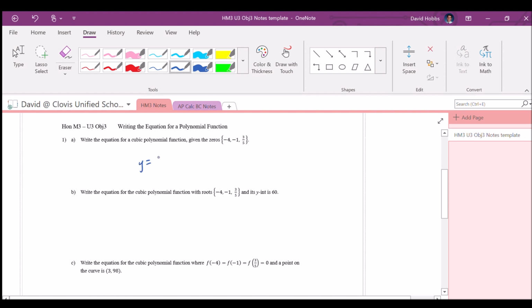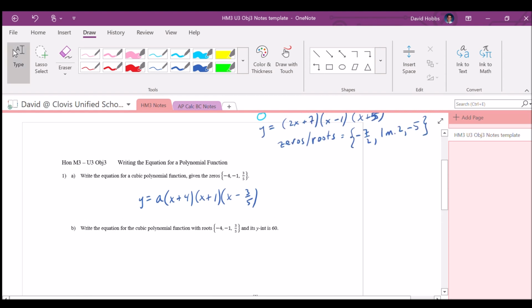Now, there's always a multiplier. And so just go ahead and get used to writing an a out in front. There's always a multiplier. Sometimes the a is 1. Many times it's some other number, but just go ahead and write that out there. Now, if the 0 is negative 4, what factor did it come from? Didn't it come from x plus 4? And if the root or the 0 is negative 1, so x plus 1, and if the root is 3/5, so x minus 3/5. However, that's really not good math grammar right there.